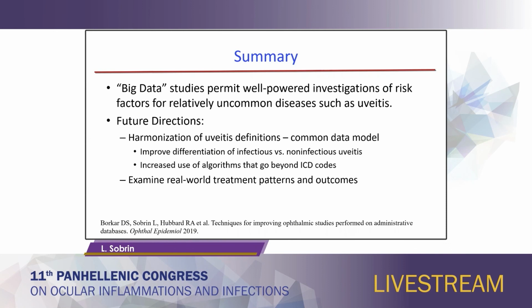As methods become better, we expect that algorithms for defining diagnoses like uveitis will also improve. We see things like natural language processing of information in notes being able to go beyond what we get now from ICD codes. And areas that have not been explored yet are treatment patterns and outcomes for uveitis, and that is an important future direction for this field.